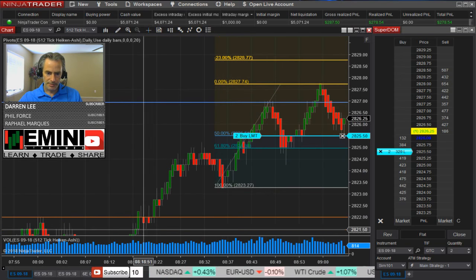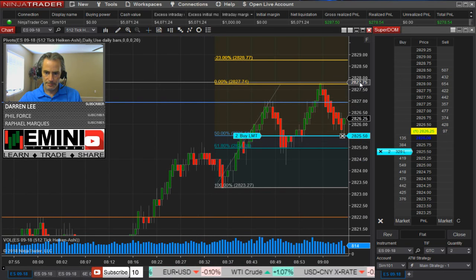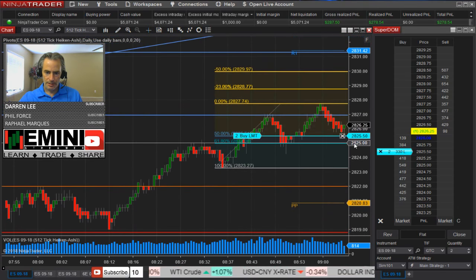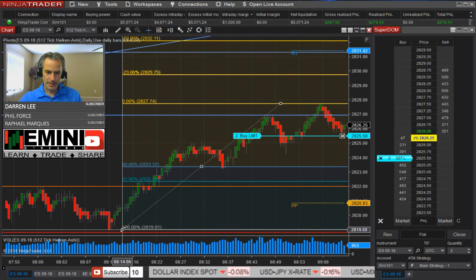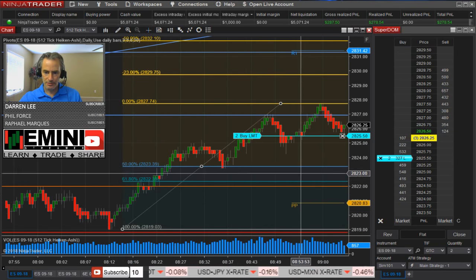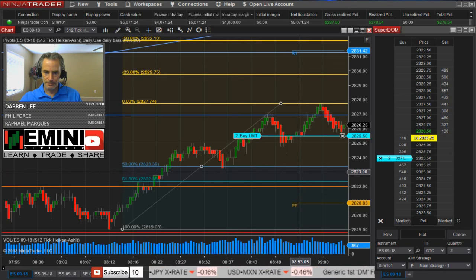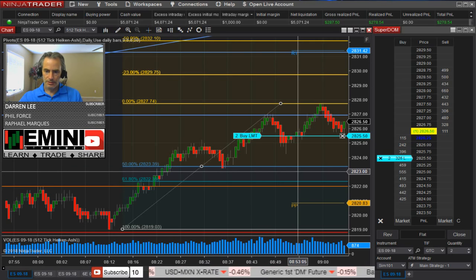Just hope the bulls aren't running out of steam. They did do a nice move up here. And we really should expect a little bit bigger pullback. If it's going to pull back any bigger, it's going to pull back to the 23 area, which would definitely endanger this trade.